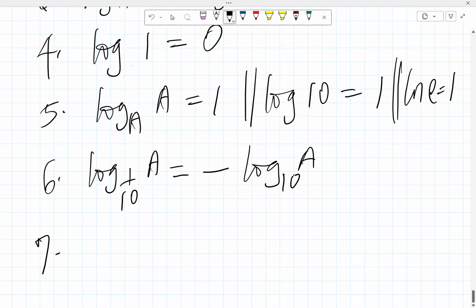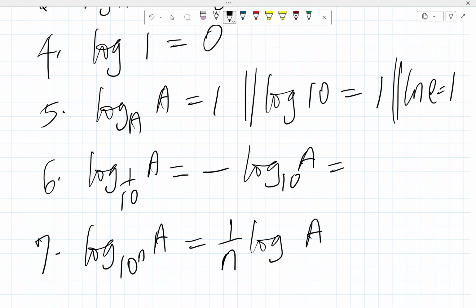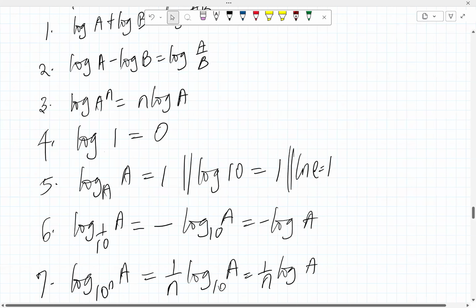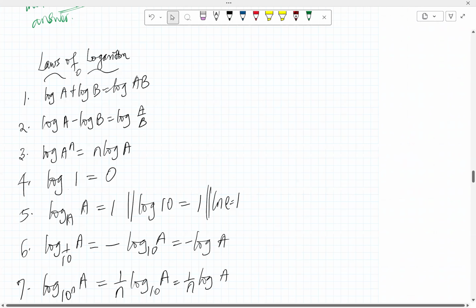Then number 7, we also have log a to base 10 raised to power n. So the base is the one with the power now. You simply bring the power down as 1 over n times log a to base 10. Of course, when n is 1 this is the same thing as minus log a, because if you don't write the base, it's okay. So this is log a to base 10, or you say 1 over n log a like that. These are some laws we need to always have in our minds when we solve some of these problems.